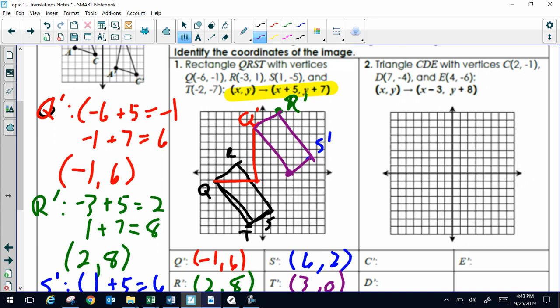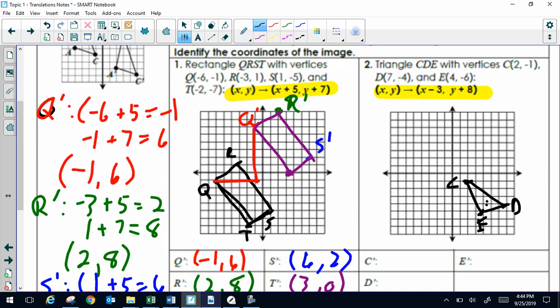So it says I have a triangle CDE with the vertices at 2, -1. So here's C. D is at 7, -4. Which is right here. And E is at 4, -6. Which is right here. So here is my triangle. Okay. Here's my rule. My rule says that each x, I'm going to subtract 3 from it. Each y, I'm going to add 8.